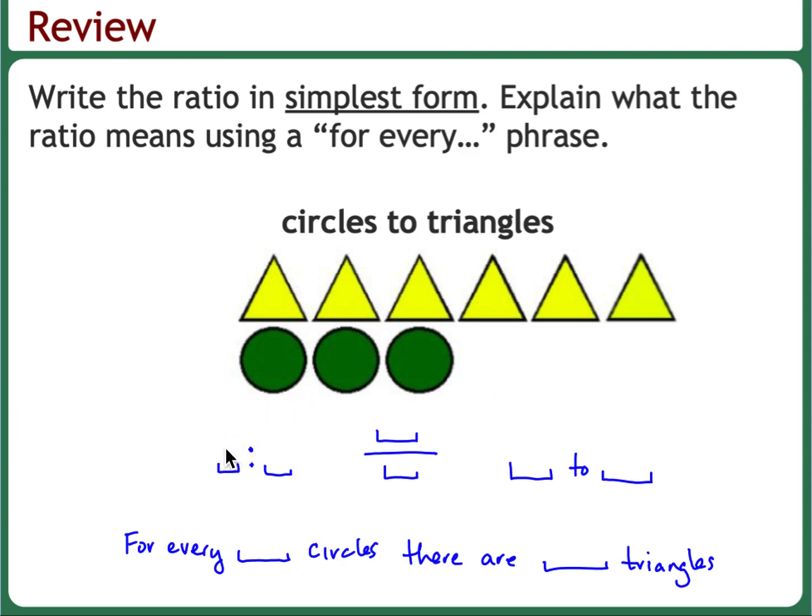Well, we have 3 circles to 6 triangles. Now we want to simplify that. So 3 to 6 actually simplifies to 1 to 2. So we could write it as 1 to 2, 1 over 2, 1 with the word "to" 2. So for every one circle, this would be singular now, not plural. So for every one circle, there are 2 triangles.